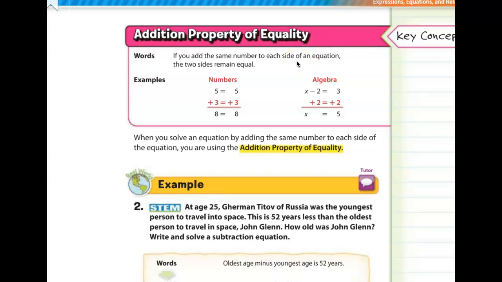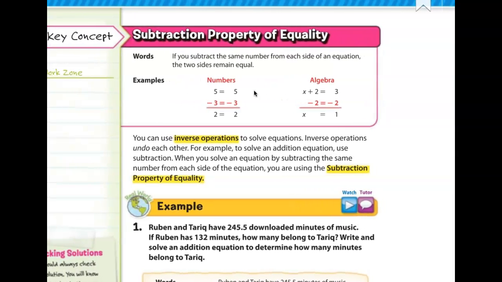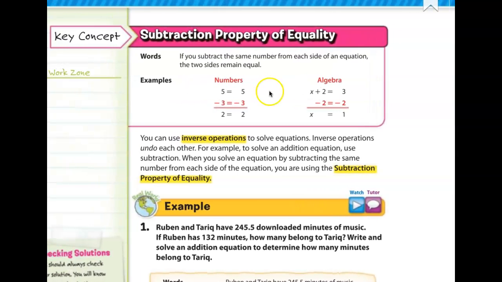Now I need you to answer this question for me. What is something important to remember about addition and subtraction equations? Be thoughtful about this. Do not say, I don't know. Thank you for your thoughtful response.